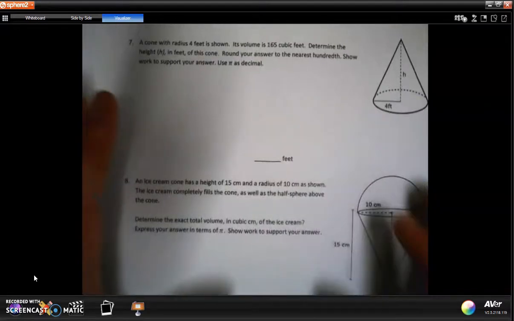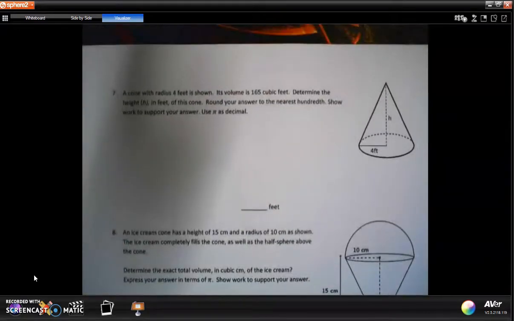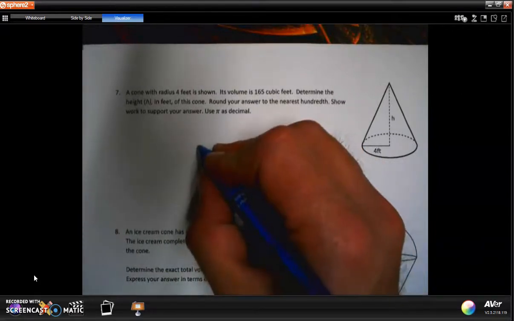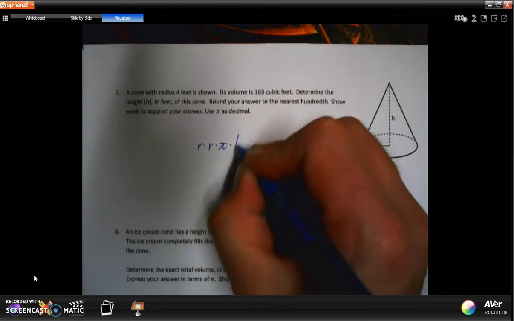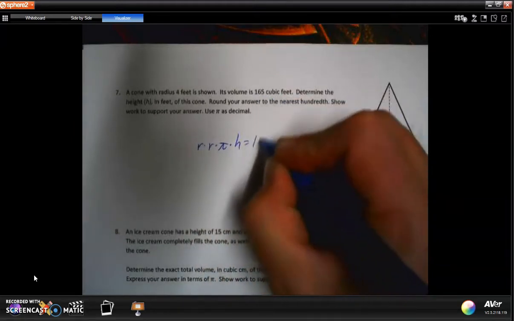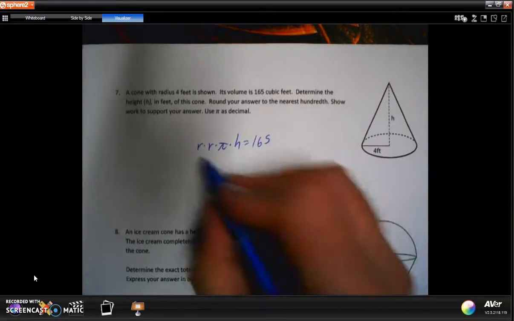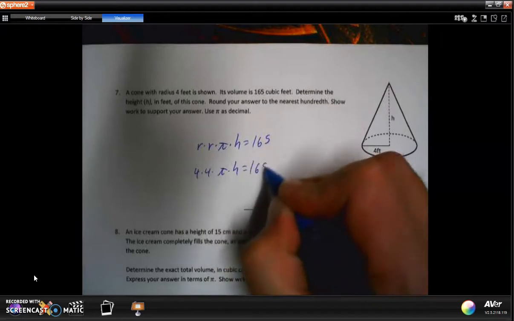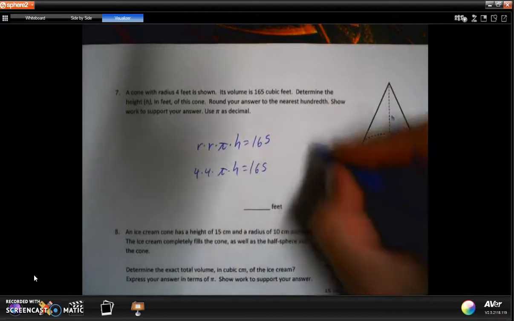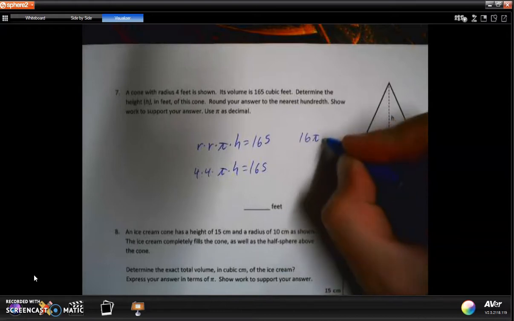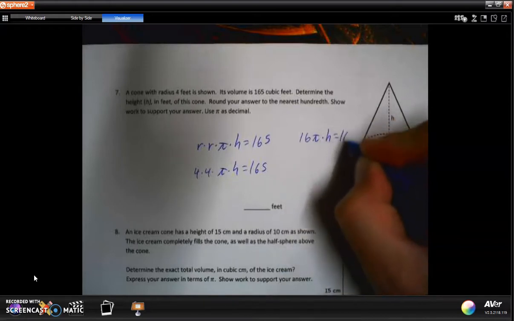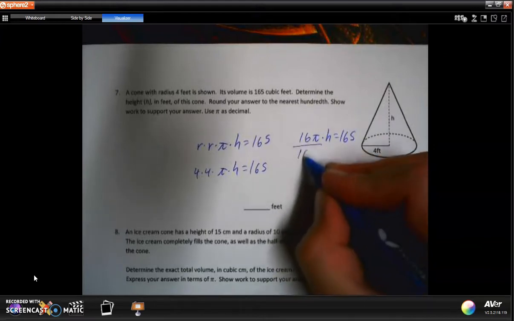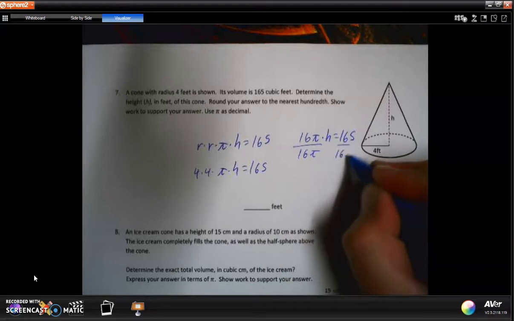A cone with a radius of 4 feet is shown. Volume is 165 cubic feet. Determine the height. You know, it's radius times radius times pi times height divided by 3. That equals, in this case, 165. Well, radius times radius, it's 4 times 4, which is 16. So 16 pi times h equals 165. Now I need to do the opposite of multiplication, which is division. So I need to divide both sides by 16 pi.